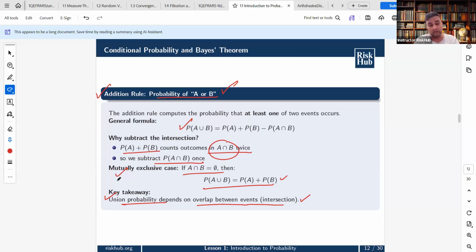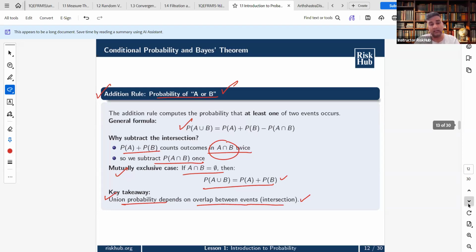Very simple. From the quant finance perspective, suppose A is stock rises and B is bond rises. Some days both rise, and that is your intersection. You need to have the full formula to understand this. That is very, very important.